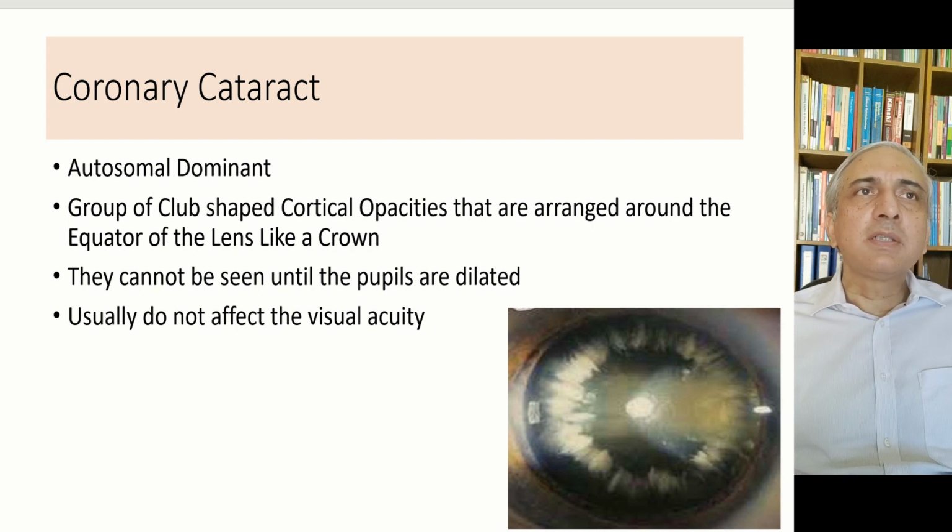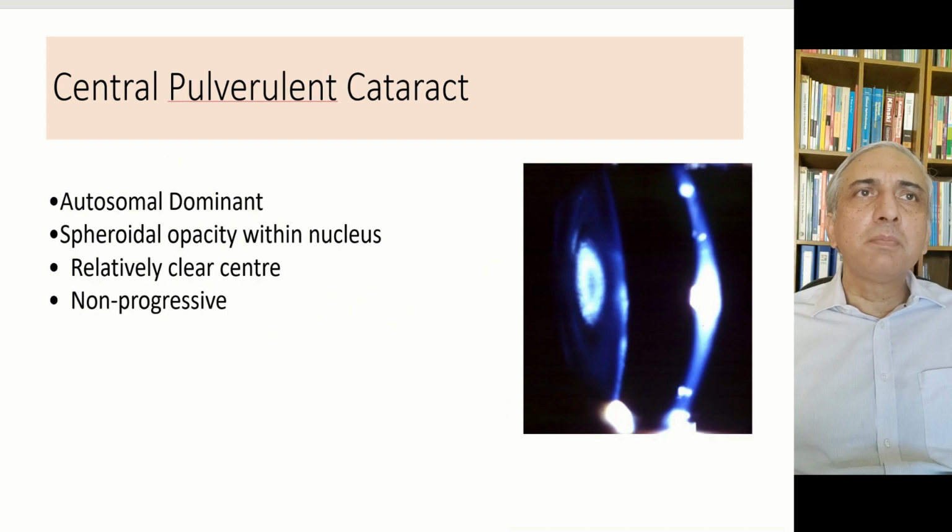Then you can have a central pulverulent cataract, which is an autosomal dominant, spheroidal opacity within the nucleus. So it means the stress occurs at the fetal nucleus stage in these cataracts. Rarely do you have a clear center. So unlike a lamellar cataract, they do not have a clear center. But the good thing is they are non-progressive.